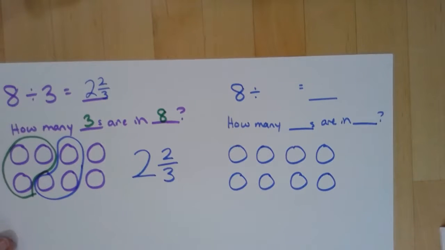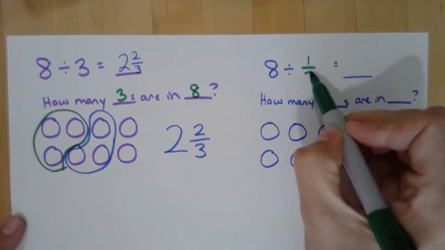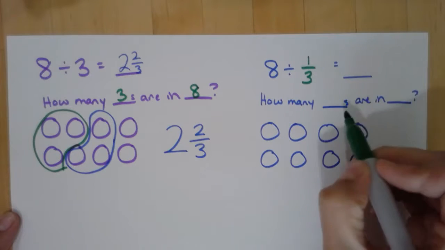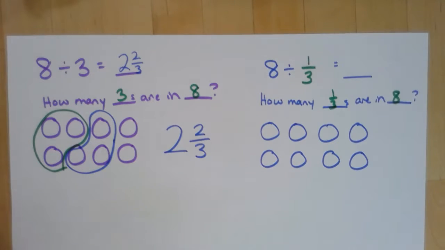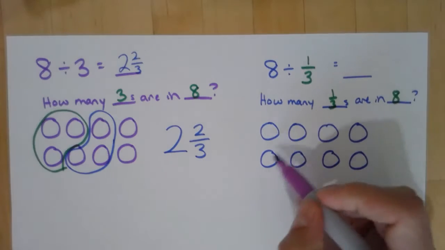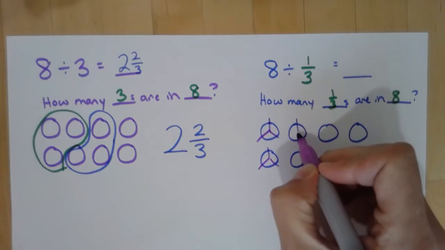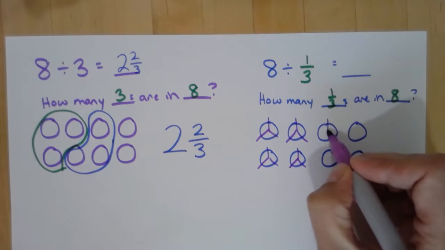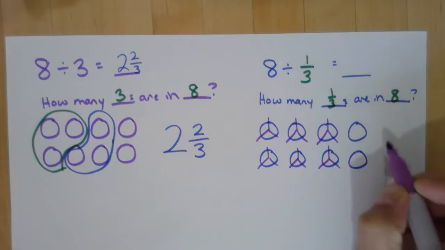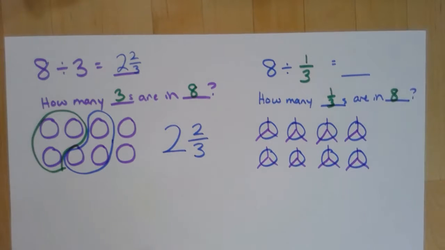Now let's look at 8 divided by 1/3, for example. So our question here would be, how many 1/3's are in 8? Can we circle our 1/3's? First of all, let's split our wholes, each one of these is a whole, into thirds. So I'm just going to kind of make peace signs for all these. I'm splitting them into thirds because I'm looking for thirds. That's what my denominator shows me there. So how many thirds are in 8?